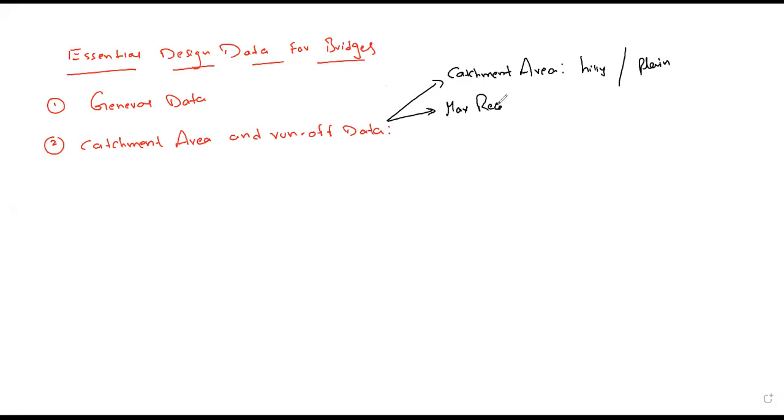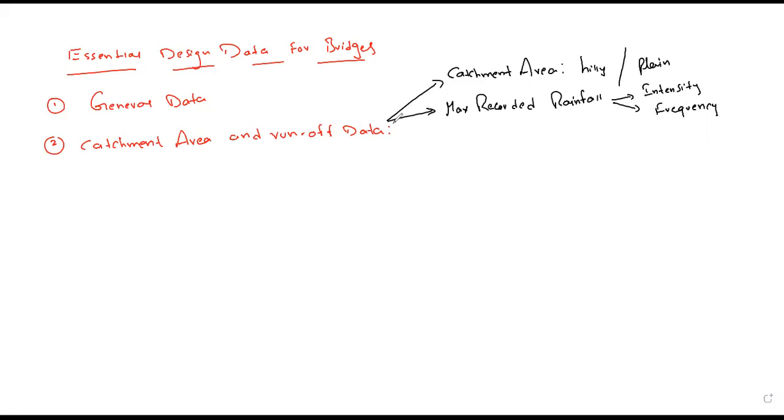Next important data which we require is the maximum recorded rainfall. In that particular area, what is the maximum recorded rainfall intensity and what is the frequency of the rainfall in the catchment area? Two things: one is intensity, and the next is frequency, how frequently the rainfall will occur in that particular location. That is very important for the design of bridges.